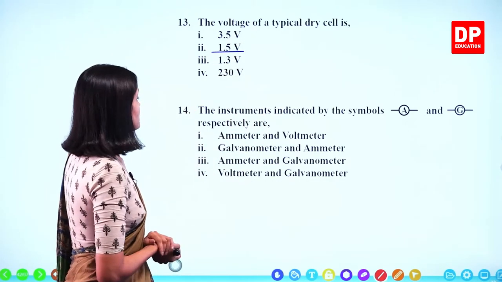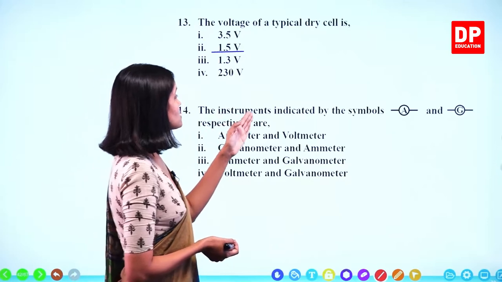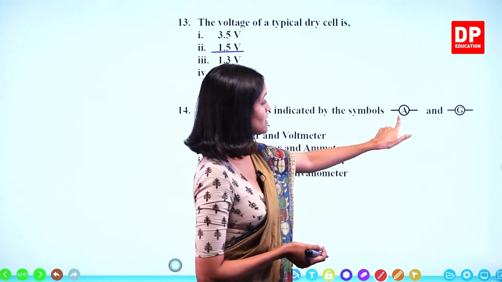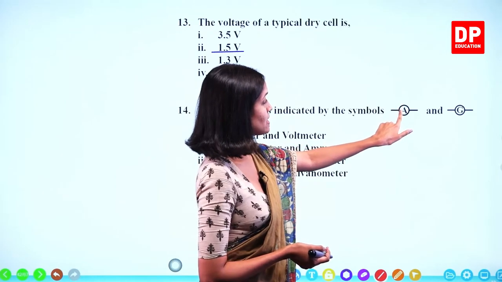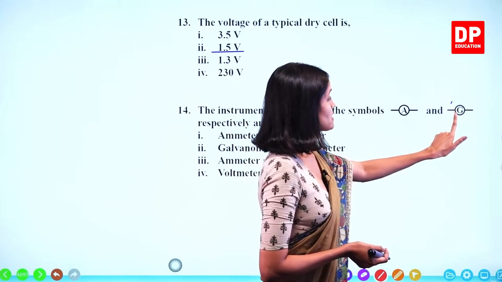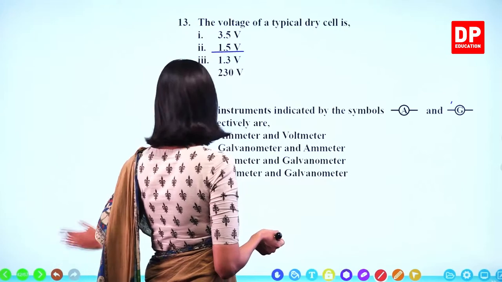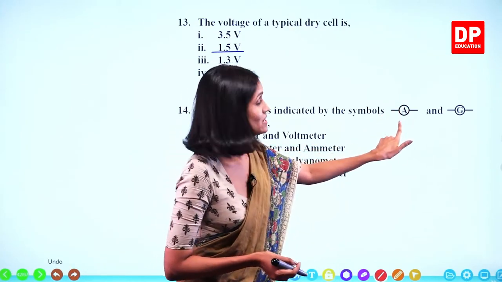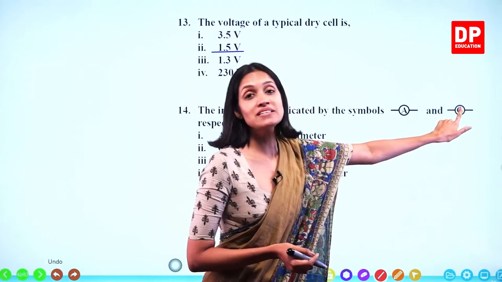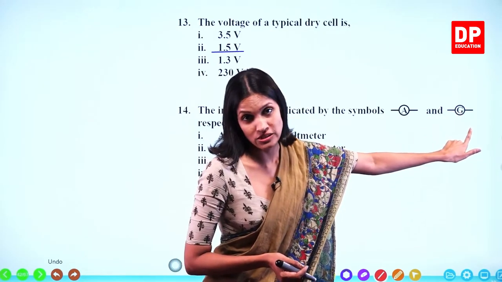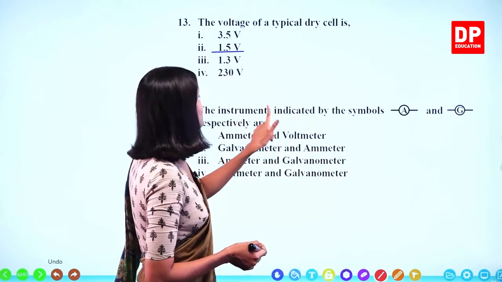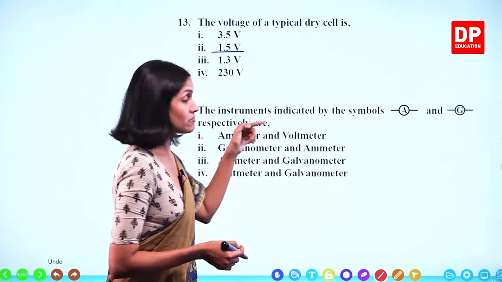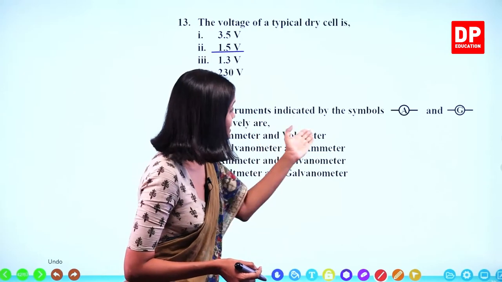Number 14. The instruments indicated by the symbols. What is this? Circle inside capital A. Inside a circle, capital G. What is this, children? A means ammeter. This one is galvanometer. Right? The instruments indicated by the symbols, this and this, respectively, which means in order we have to write the answer.